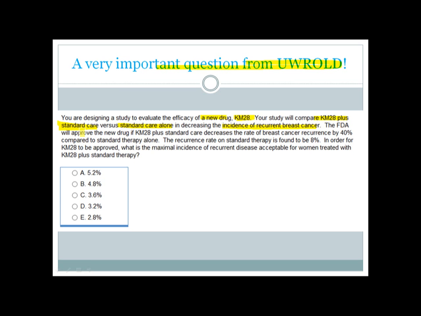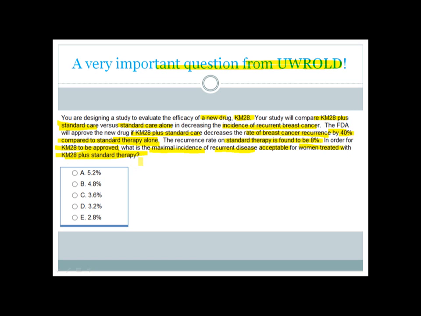The FDA will approve the new drug if KM28 plus standard care decreases the rate of breast cancer recurrence by 40% compared to standard therapy alone, and the recurrence rate on standard therapy is found to be 8%. What is the maximum incidence of recurrent disease acceptable for women treated with KM28 plus standard therapy, which is the exposure group?